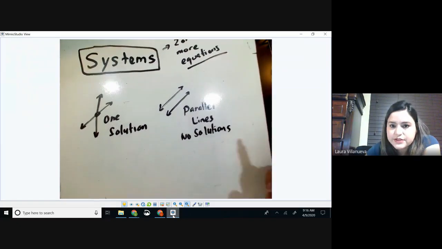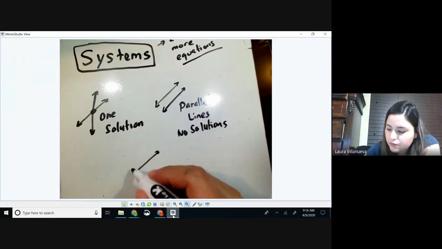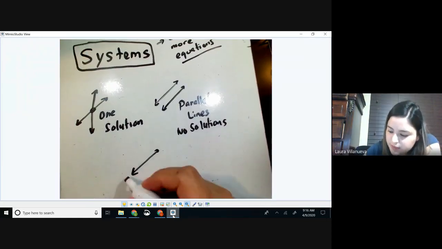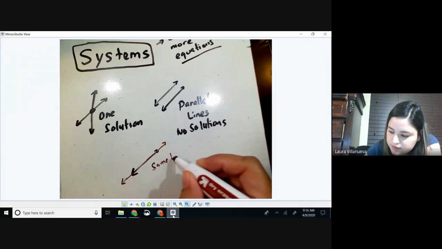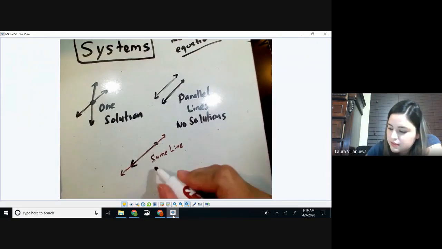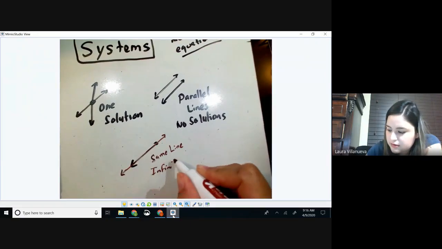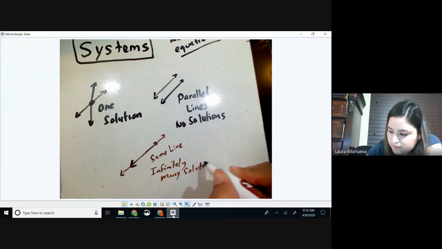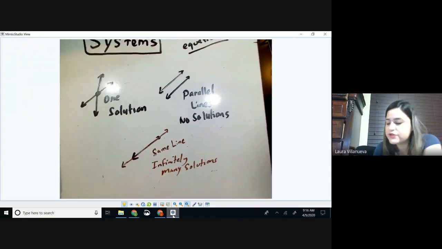And then you have another scenario where you have one line, but then they draw another one on top of that one, which is actually the same line twice. So when you have the same line, one on top of another, then you have infinitely many solutions. Okay, so those are your three scenarios.